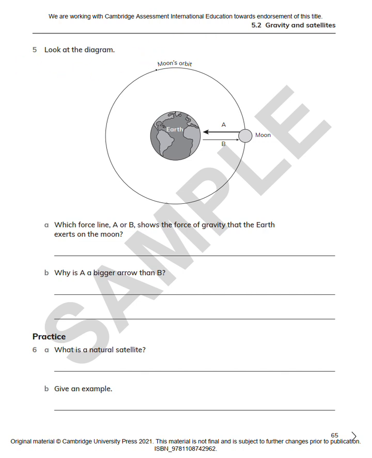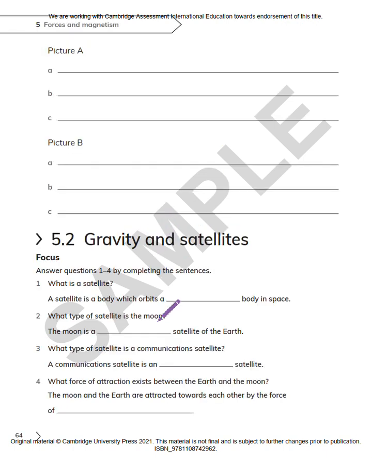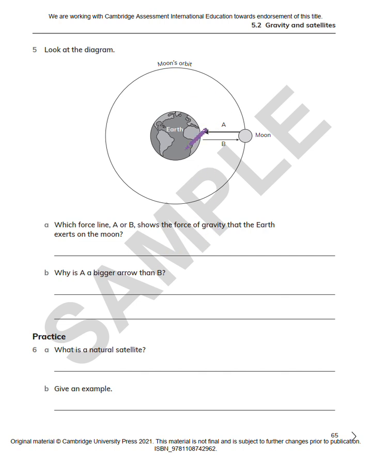Question 5. Look at the diagram. Which force line, A or B, shows the force of gravity that the Earth exerts on the Moon? So it is A, pulling the Moon towards the Earth. And why is A a bigger arrow than B? It is because the gravity that the Earth exerts on the Moon is stronger than the force of gravity that the Moon exerts on Earth.